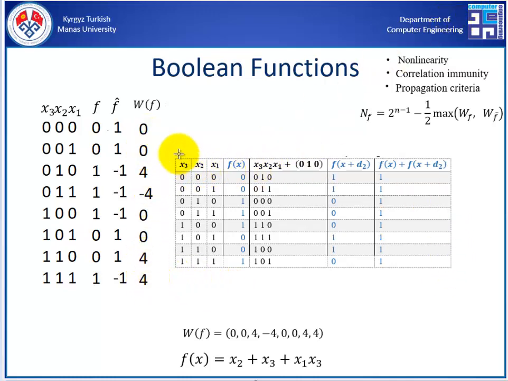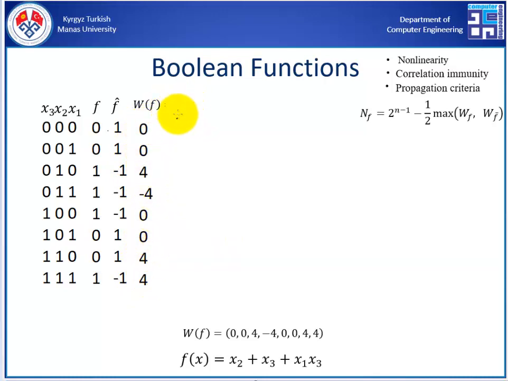While calculating the propagation criteria in our example, we saw that each time we try to calculate the correlation of the function with its shifted version, which is the autocorrelation of a function. To calculate the autocorrelation of the function using the Walsh-Hadamard transform, we can take the Walsh-Hadamard transform of this vector again. Let's try to do this. The Walsh-Hadamard transform is calculated using the polar form of the truth table.